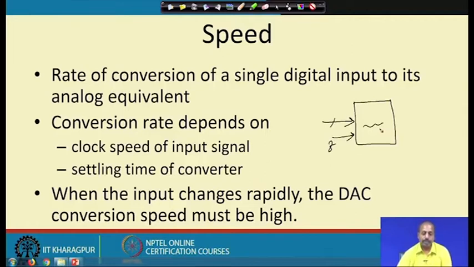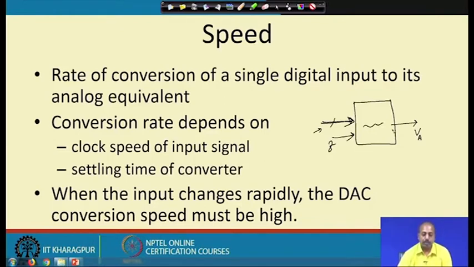The second point is the settling time of the converter. After you have given a particular pattern, if the final analog output voltage is, say, V A, then it takes some time for the analog output to get settled to V A. Sometimes it goes into a damped oscillatory behavior, and as a result it takes some time to settle to V A. So, this is another issue: after you have finished applying this pattern, how much time it takes to settle to the value. Before that, the input should not change, otherwise the behavior will be unpredictable.